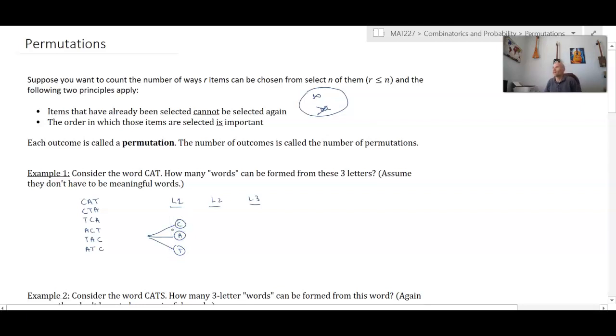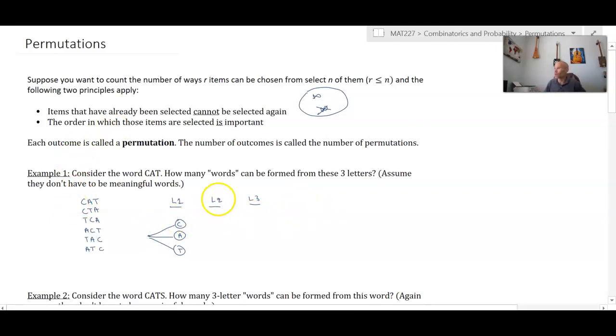Now notice that this does satisfy our criteria. We can't select the same letter twice. We're just asking for the number of ways that we can rearrange these 3 letters. And also the order is important, right? Because each of these 6 sequences forms a different word, so to speak.